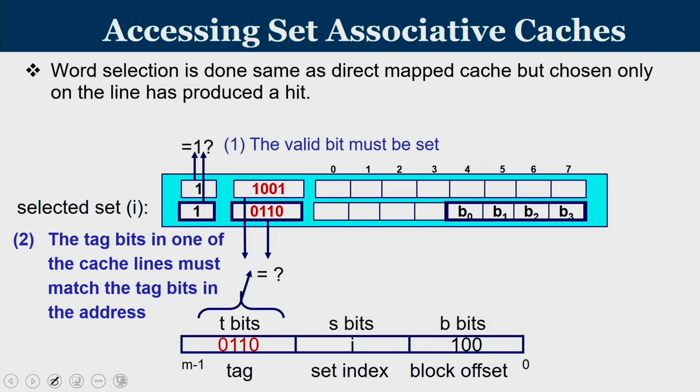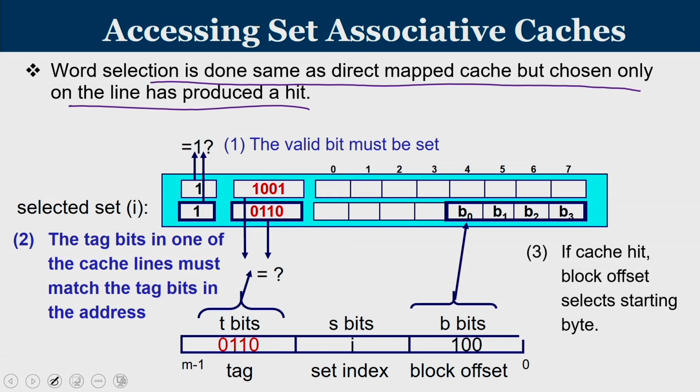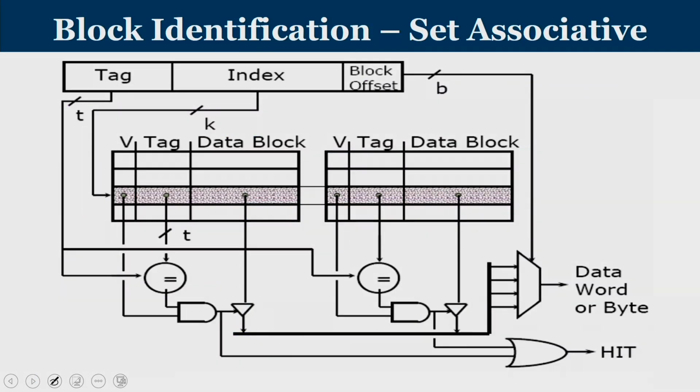Once there is a cache hit, word selection is done the same as in a direct mapped cache, by choosing the line that has produced the hit. If it is a cache hit, then the block offset selects the starting byte. So this is how a conventional two-way set associative cache looks.